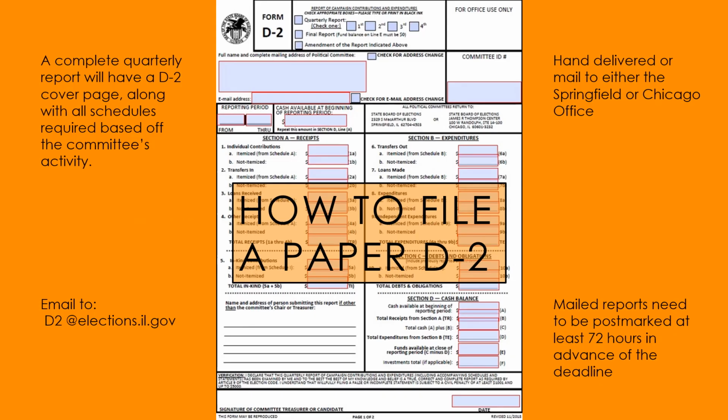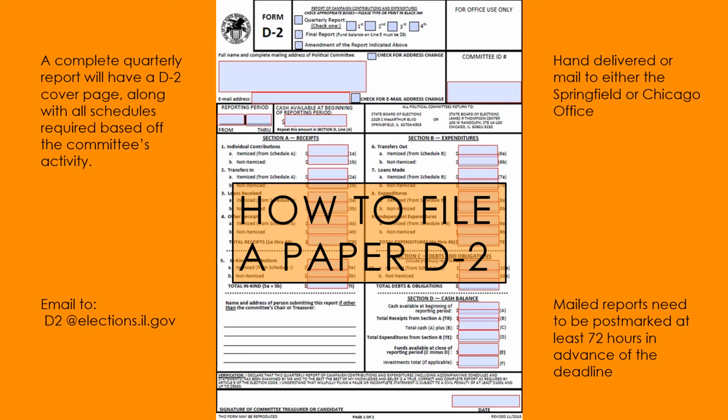To file a paper D2, fill out the D2 cover page along with any and all schedules required based on your committee's activity. A D2 may be filed in either the Springfield or Chicago offices by mailing, hand-delivering, faxing, or emailing, as long as your committee is not required to file electronically. If your committee chooses to send your D2 in the mail, please note that the D2 must be postmarked at least 3 days in advance of the last day to file to be considered timely filed if it is received after the deadline.